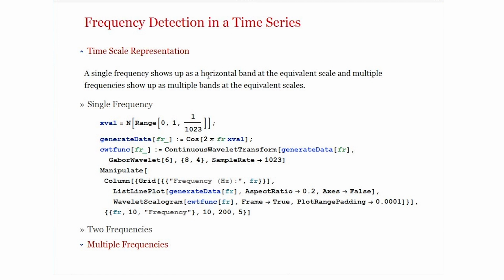So as an example, let us start with a single frequency example wherein we are going to take a function, it's a cosine 2 pi frequency, and we are going to vary the frequency. We'll put all of this inside of a manipulate. We are going to perform a continuous wavelet transform. We are going to make use of the Gabor wavelet of order 6. We are going to do a decomposition that consists of 8 octaves and 4 voices.